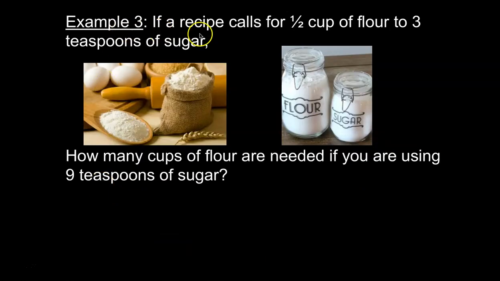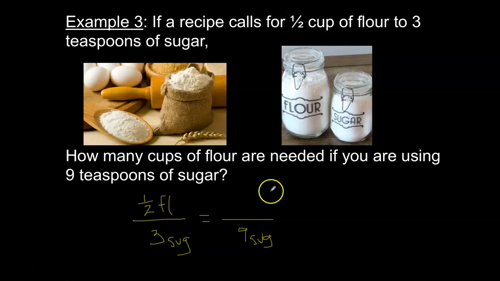Example 3. If a recipe calls for half a cup of flour to 3 teaspoons of sugar, how many cups of flour are needed if you are using 9 teaspoons of sugar? All right, so let's create our rate. So our rate was half a cup of flour is needed for 3 teaspoons of sugar. And then we are told that we have 9 teaspoons of sugar now, and we're being asked to figure out how many cups of flour we need. So we're solving for x.